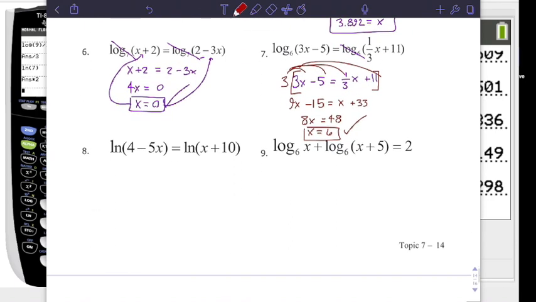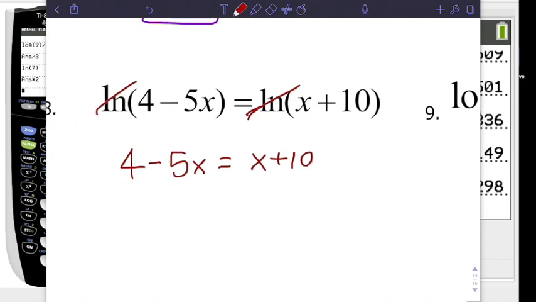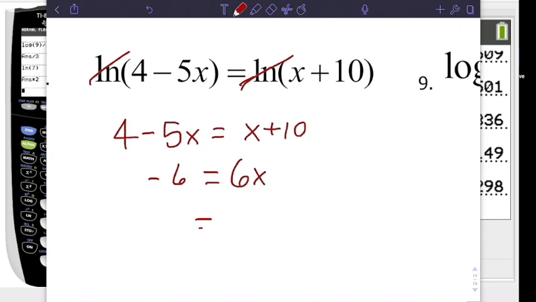Okay. Number 8, got natural logs on both sides. Cancel out your natural logs. Those are good to go. 4 minus 5x equals x plus 10. And then I'm going to add 5x to both sides. That'll give me 6x. And then I'll subtract over 10, and that'll give me negative 6. And then divide, and that's x equals negative 1.